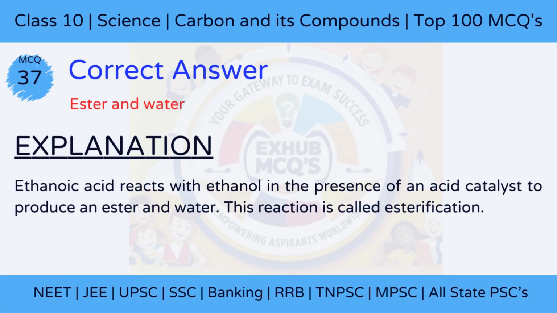The correct answer is option A, ester and water. Explanation: Ethanoic acid reacts with ethanol in the presence of an acid catalyst to produce an ester, ethyl ethanoate, and water. This reaction is called esterification.